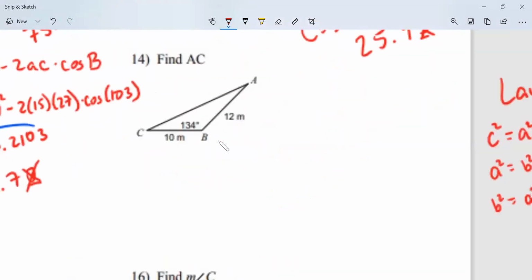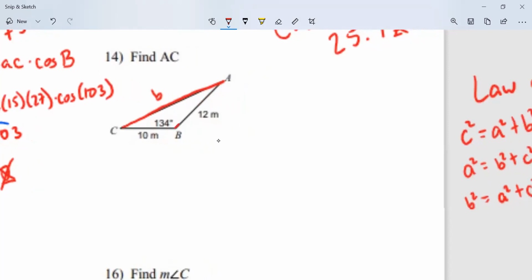I'm solving for side AC, which sometimes we call side B. I know this is the biggest side. One of the sides is 10, the other one is 12. So I'm expecting a number more than 12, right? I can see B is bigger than 12. So I'm expecting something more than 12.